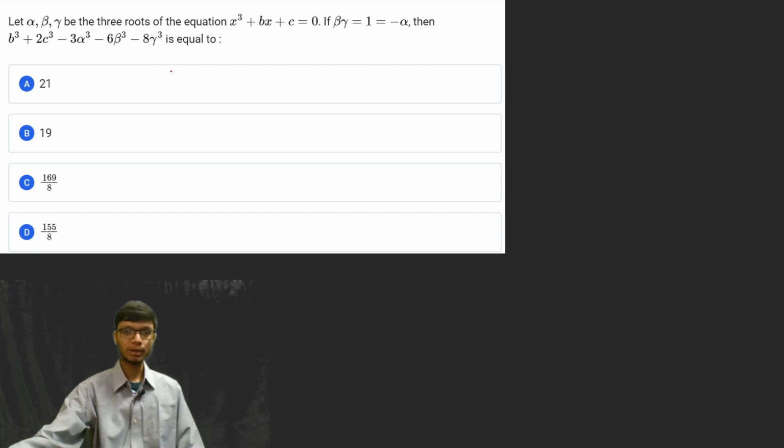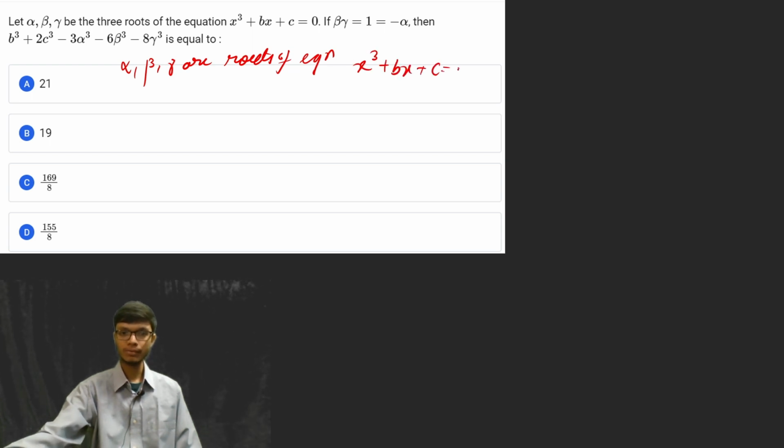All right, the next problem involves a cubic equation. It says that alpha, beta, and gamma are roots of the cubic equation x cube plus bx plus c is equal to 0, and it is also saying that beta into gamma is equal to 1, and it is equal to minus of alpha.